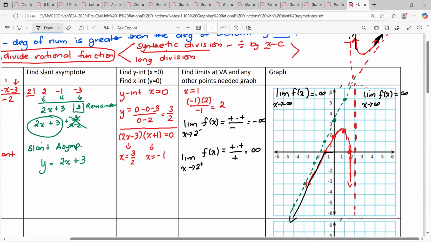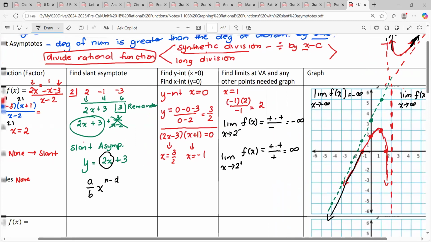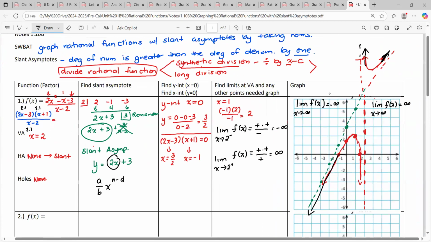Remember the first day I said if the degree is bigger on top, it's going to follow the same end behavior. Remember when I wrote this as a over b x to the n minus d? And this will give you that's your 2x, okay? So it follows the same end behavior as your what? Slant asymptote anyway, okay? Okay. That's your graph there. Okay. We good here? Everybody ready for the next one?